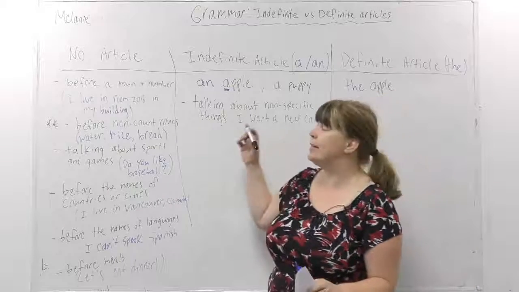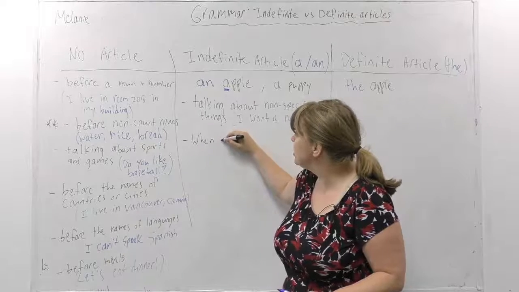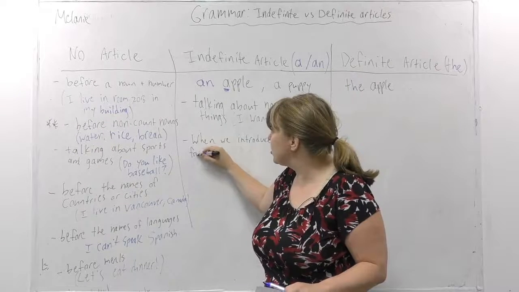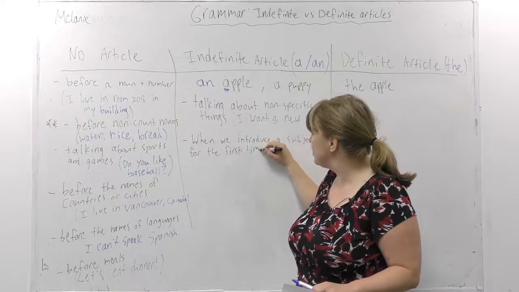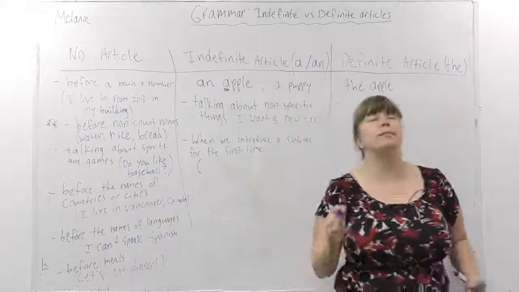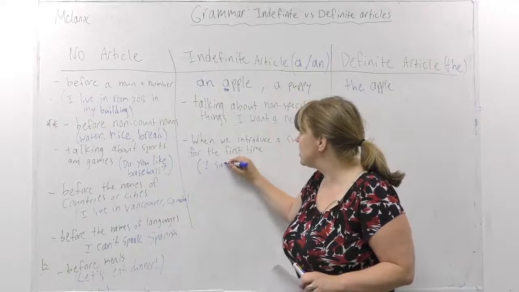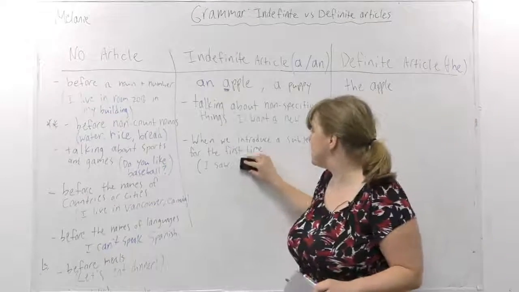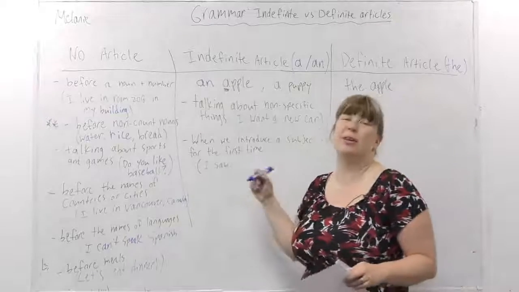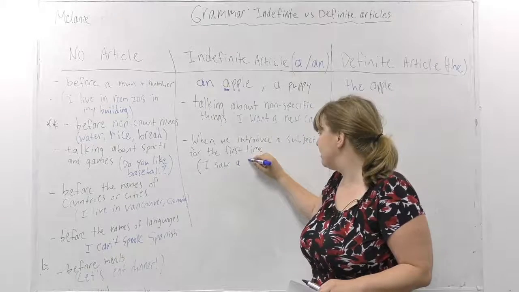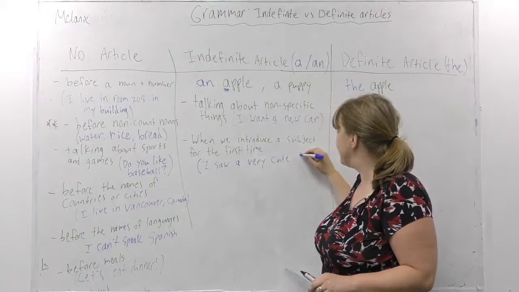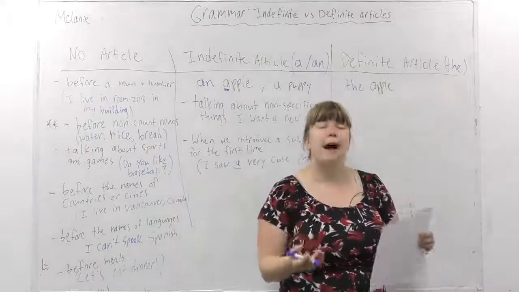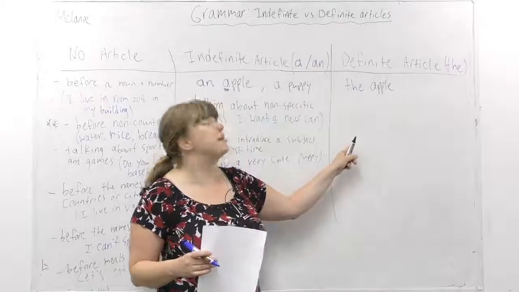And when else do we use indefinite articles? When we introduce a subject for the first time. So for example, I was walking on my way to work today and I saw the cutest puppy. Oops, no, that is not a good example. Sorry. So I shouldn't use superlative. Okay, I saw a very cute puppy. When we introduce a subject for the first time. So if I keep talking about this puppy, my next sentence is going to be a definite article.